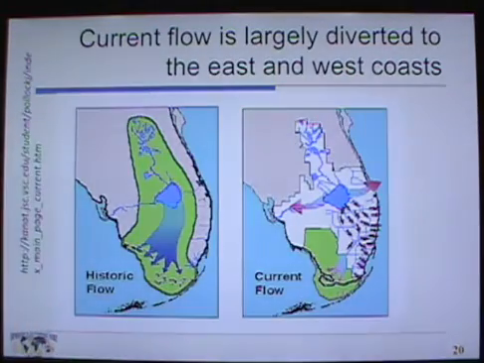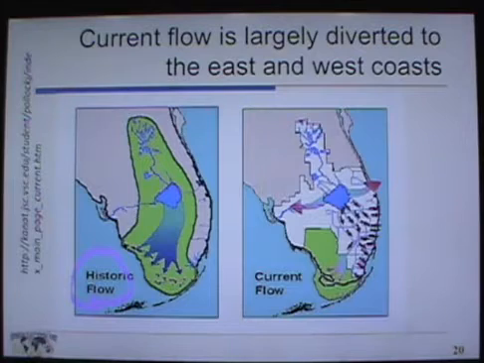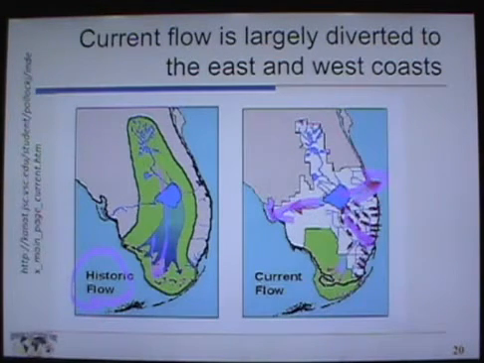Current flow. This is historic. Saw that natural image earlier. Current flow. Lots of flow to the east and west. Lots of flow here to the lower east coast because this is where water supply is needed.